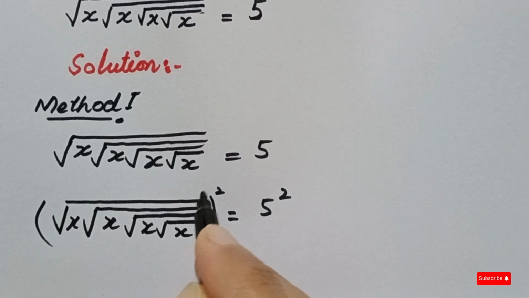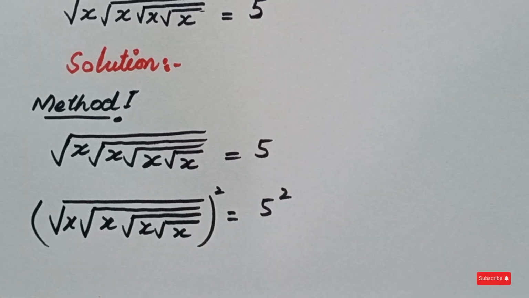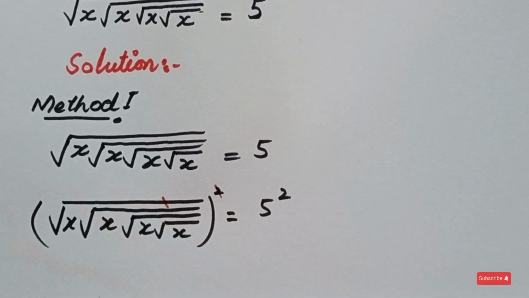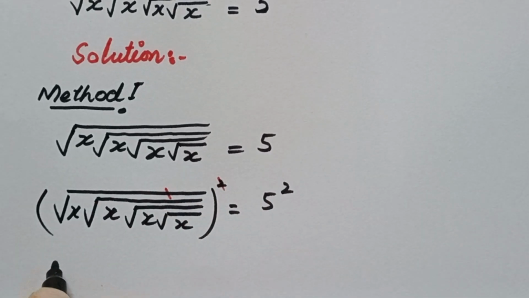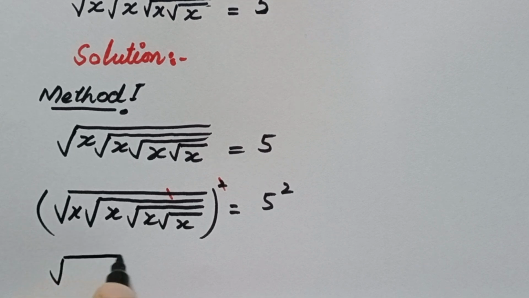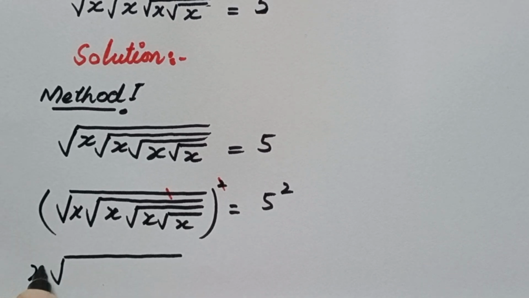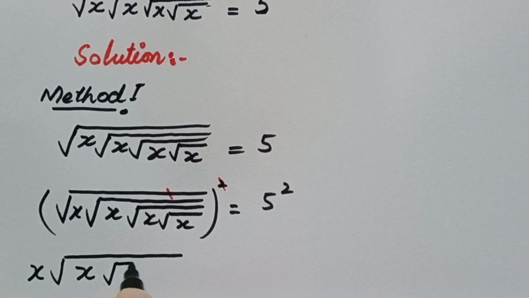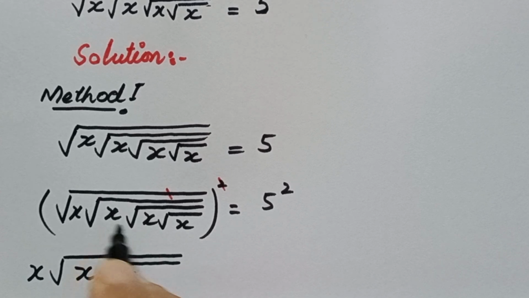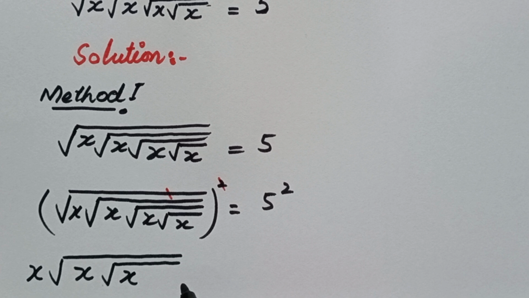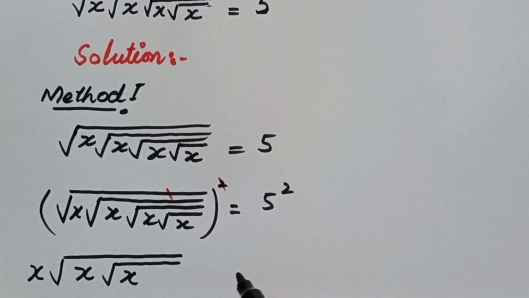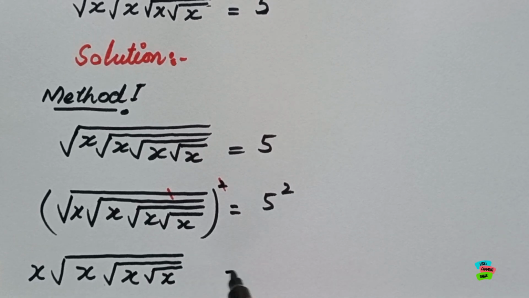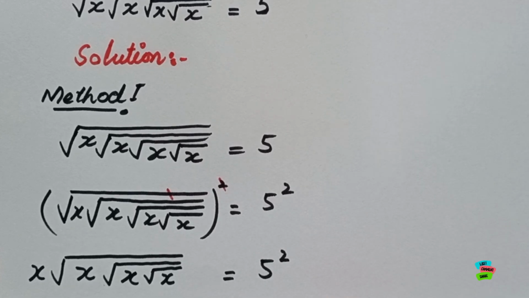Here we know that the square will cancel out with the square root. So the square will be cancelled out with the square root here, and our next step will become x times square root x times square root x times square root x. So here we will write x again, square root x, is equal to 5 squared.